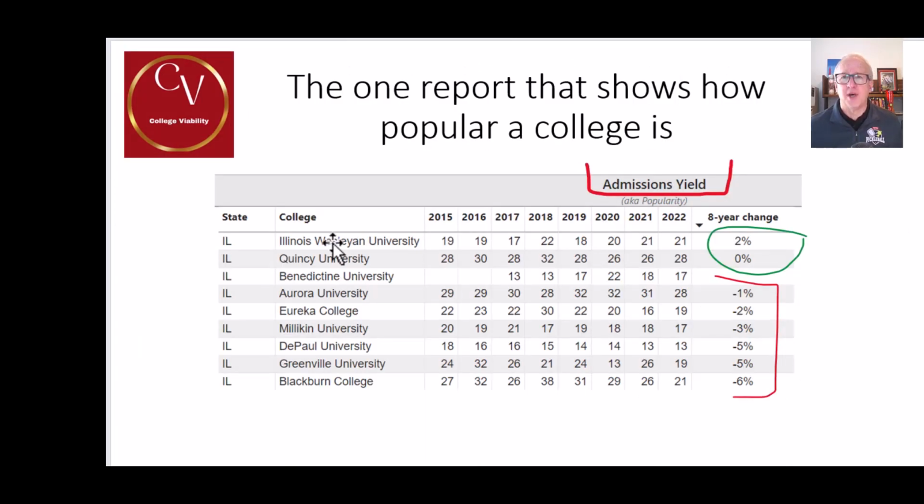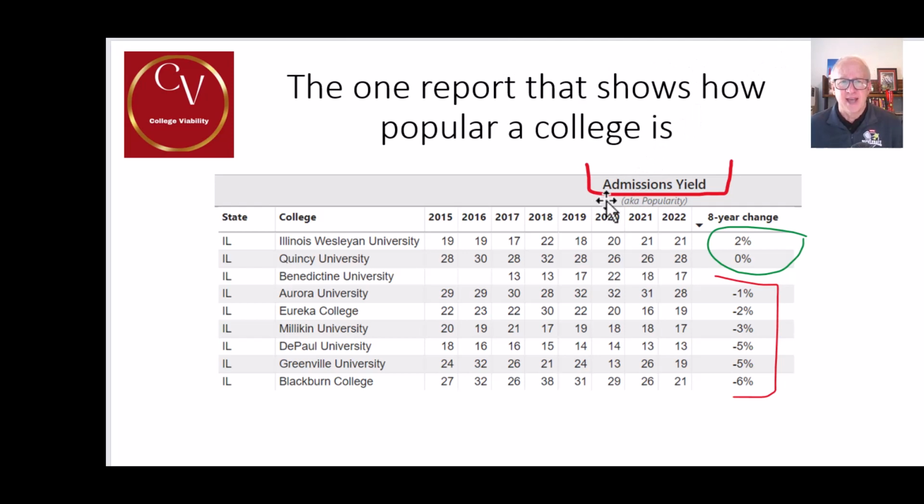So the first question was, what's the report that shows how popular a college is? Now again, this is from the IPEDS database and the National Center for Education Statistics. And there's an inside baseball term associated with this. It's called admissions yield. You can see on the screen that I have kind of lovingly called it a popularity indicator. That's my name, not theirs.